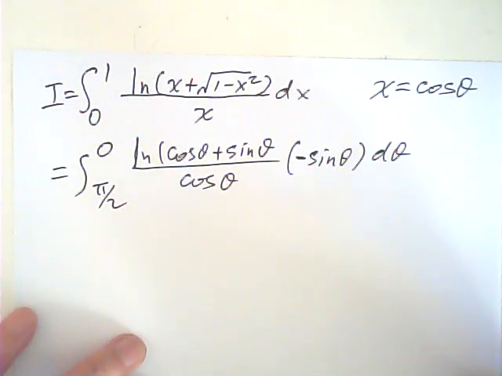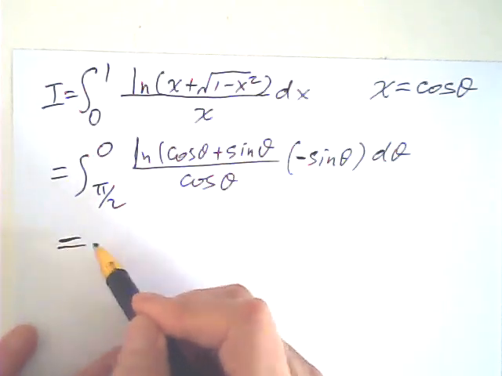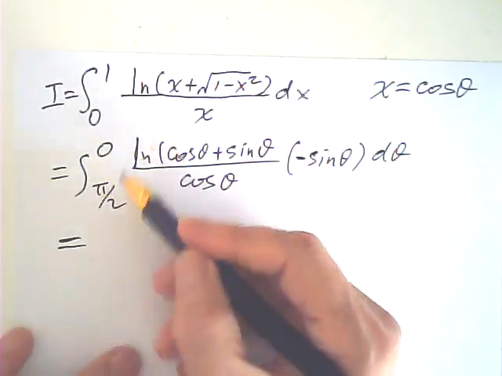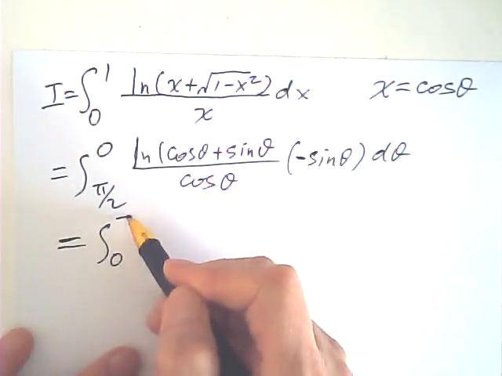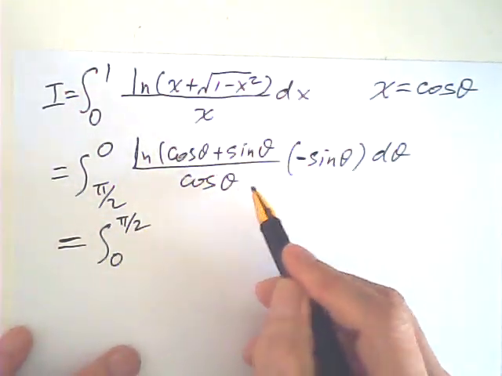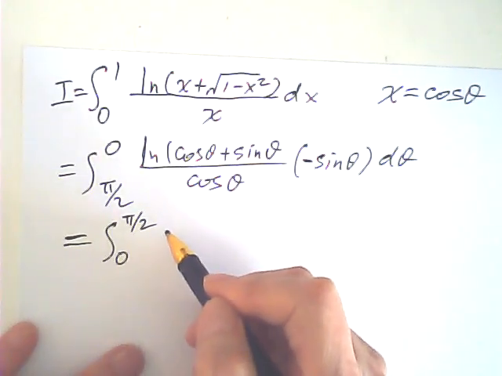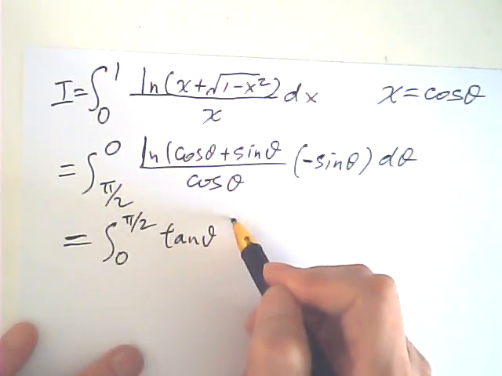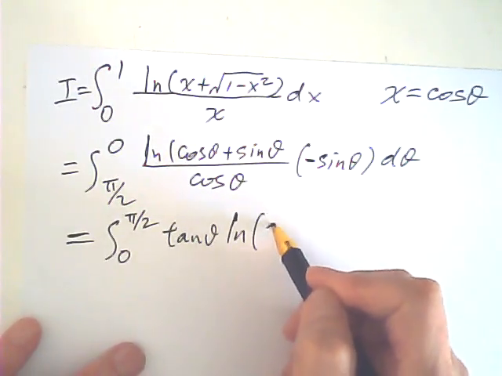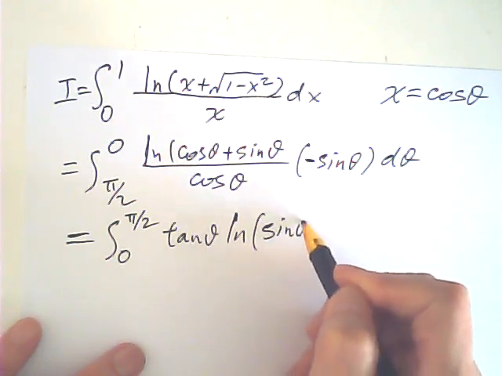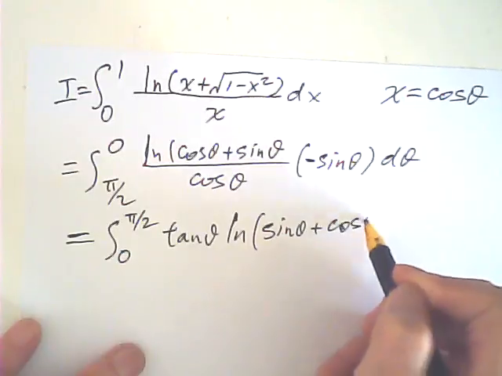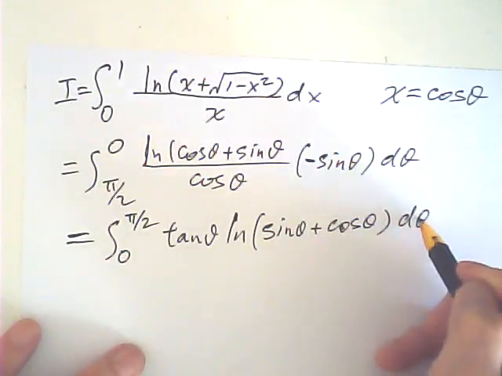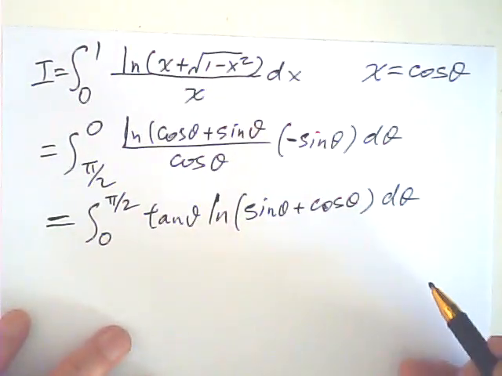All right, then this is equal to negative, to switch the order. So now it becomes a tangent, right? Tangent theta times log sine theta plus cosine theta. Very good.